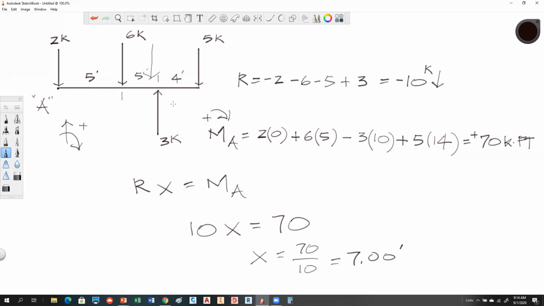Parallel force systems are going to be the easiest thing that you do. They're even easier than concurrent. Once you understand signs with your moments, that's probably going to be the biggest deal. It's getting your signs right at first, but that will get easier, and we're going to have problems that we're going to be solving.